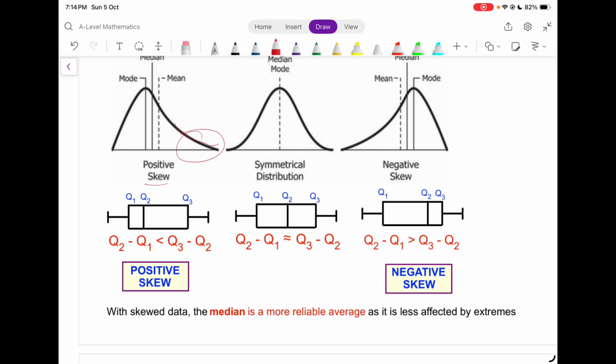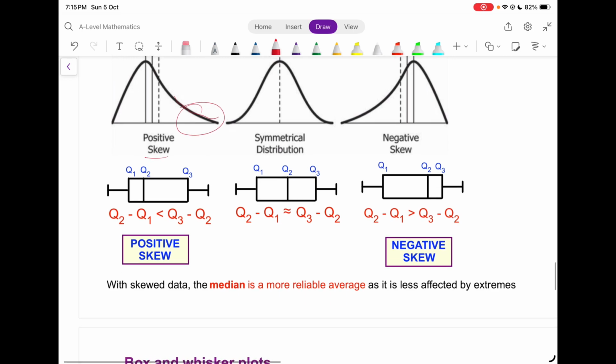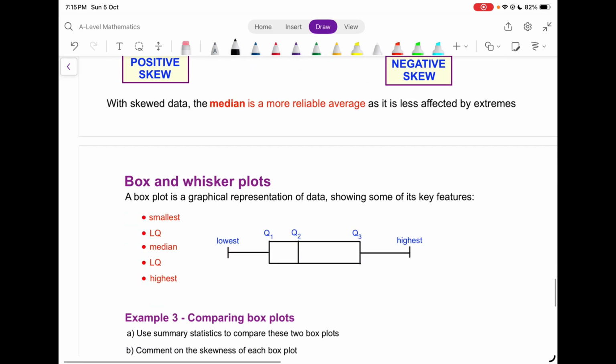With skewed data, just remember that the median is always more reliable than the average. Remember what we said about the average: it is affected by skewness, by the highest value or lowest value. So it's best that we talk about the median for skewed data. But for a symmetrical distribution, the average is best.